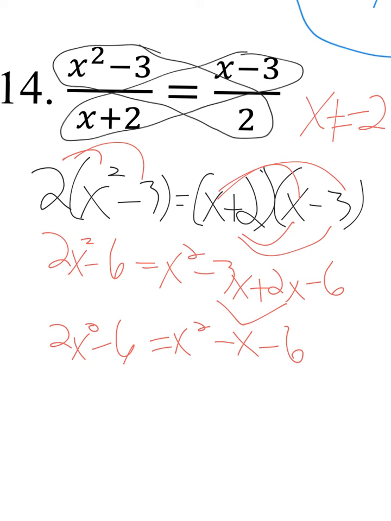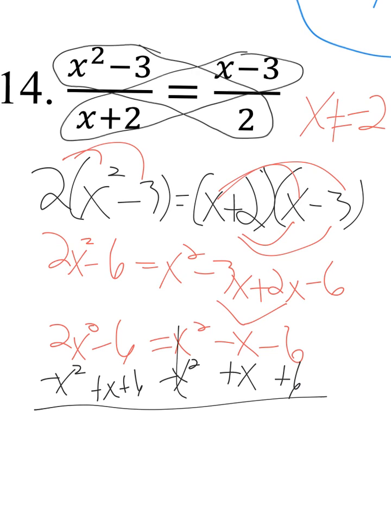Let's get everything to one side. So 2x squared is bigger than x squared, so I'm just going to subtract everything over here, minus x squared. I'm going to add x, and then I'll add 6, add 6. Okay, so that everything cancels there, so it'll equal 0. 2x squared minus x squared is x squared. x added to nothing is x, and then negative 6 plus 6 is 0, so x squared plus x equals 0.